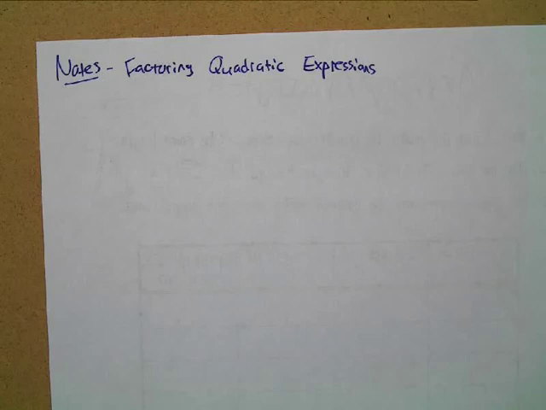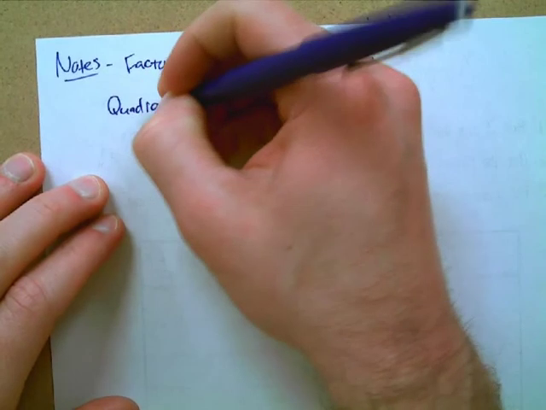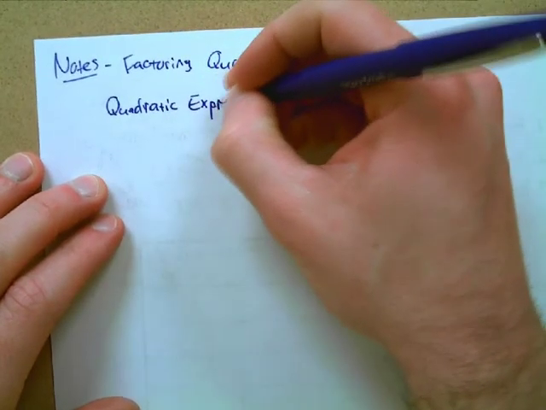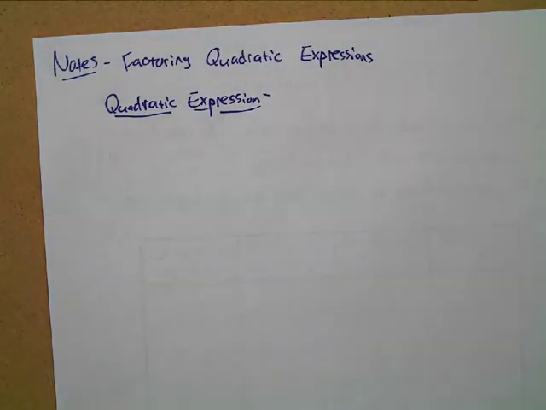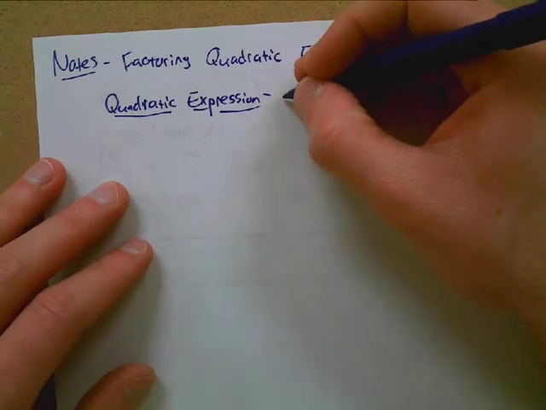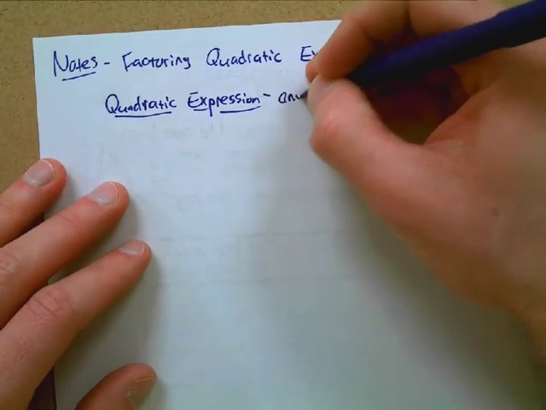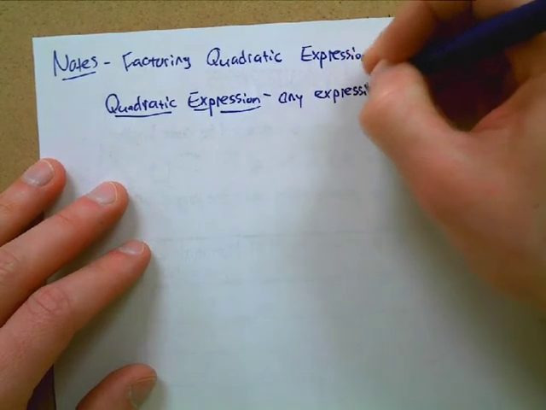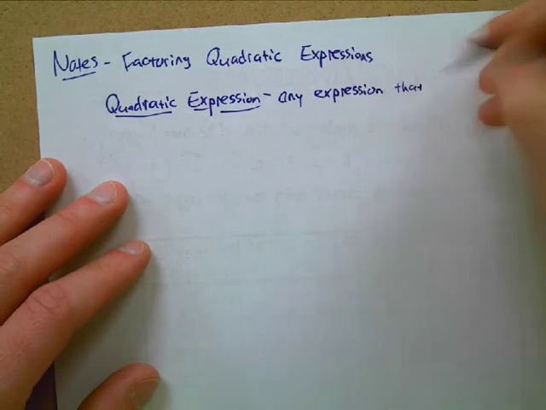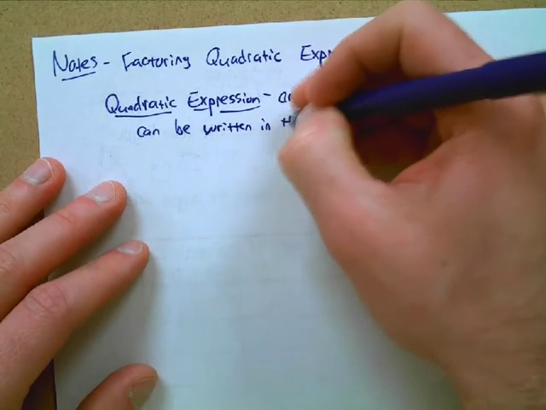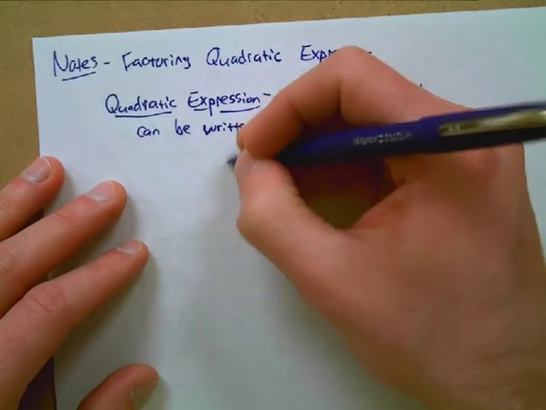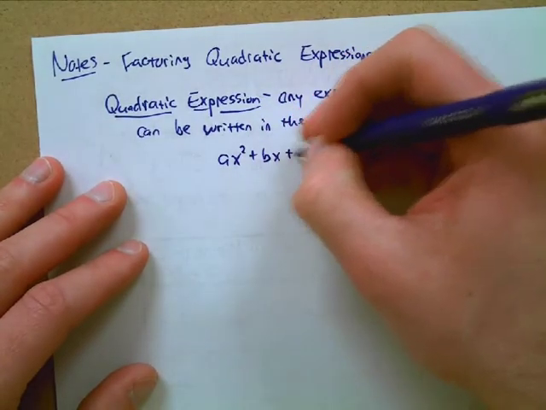Okay. So let me first of all refresh your memory about what is a quadratic expression. It's any expression that can be written in the form ax squared plus bx plus, I guess I should put y equals ax squared plus bx plus c.